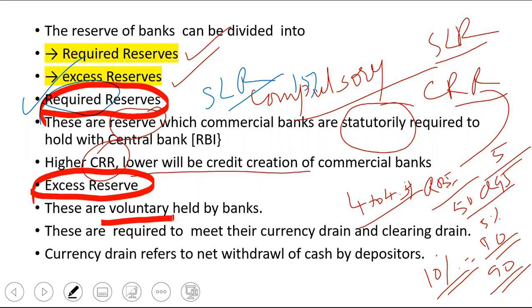These are required to meet currency drain and clearing the drain. What do you mean by currency drain? कभी कभी ऐसा हो जाता है, एक दिन में हम कमर्शियल बैंक से बहुत सारा कैश विड्रॉ होगा. That is known as currency drain. ये देखो, net withdrawal of the cash by the depositors. आपको मालूम है कभी कभी जब दिन स्टार्ट होता है, लोगों को लगता है आज हम कैश ही विड्रॉ करेगा. So there will be huge rush for cash. So commercial banks are prepared because when the depositor is asking for his money, commercial bank cannot say no.